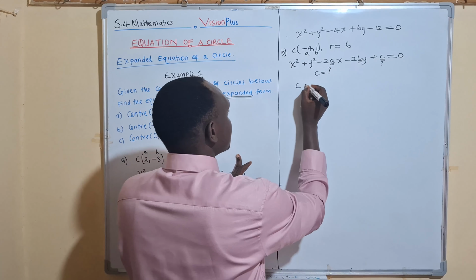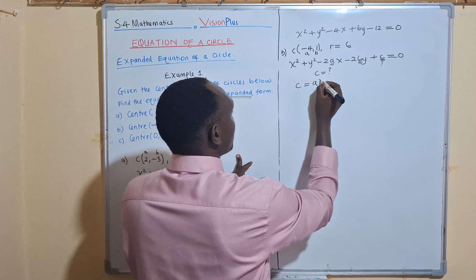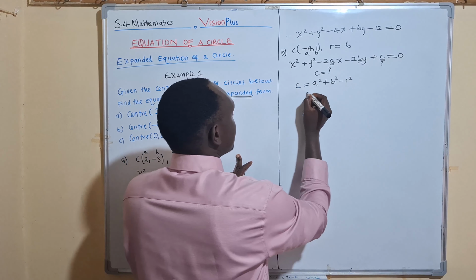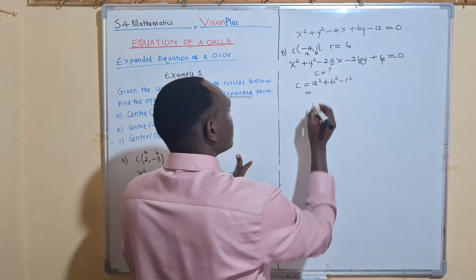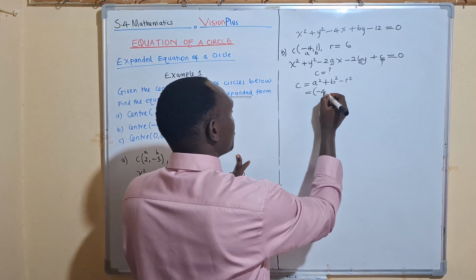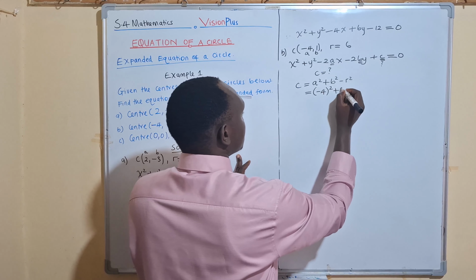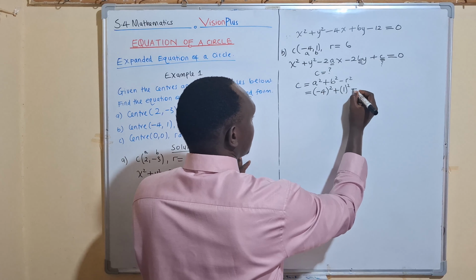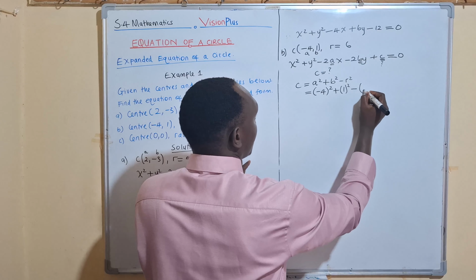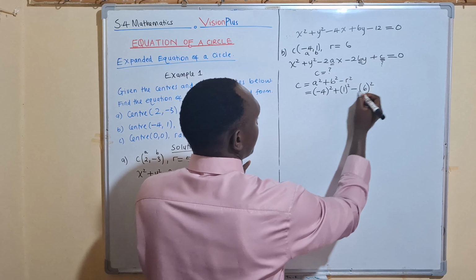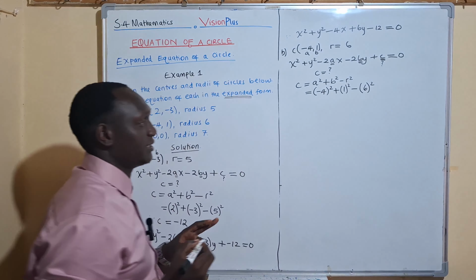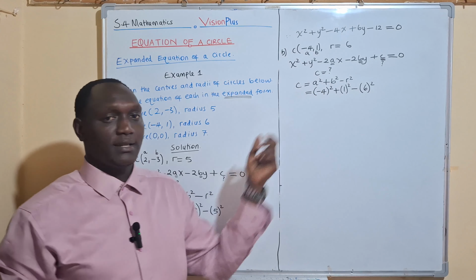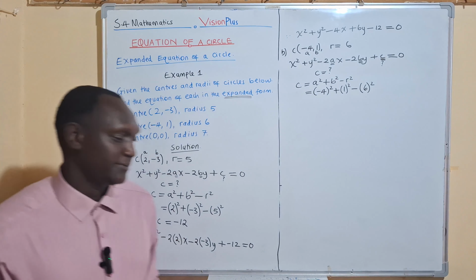But we know that C is given by A squared plus B squared minus R squared. Substitute for A, B, and R. A is -4, put them in the brackets, plus B is 1 squared minus R, R is 6 squared. We subtract away R squared. It's not simply a sum. We add A squared plus B squared, but we take away R squared.